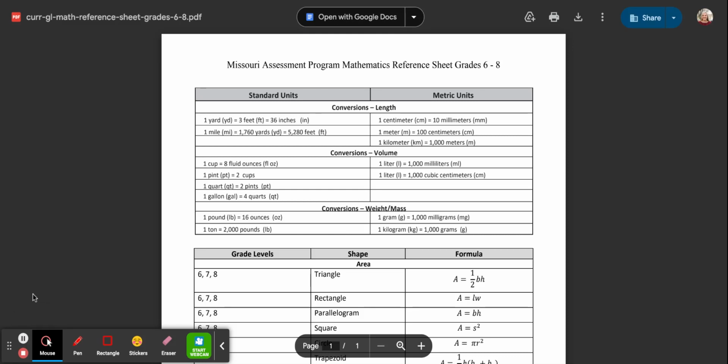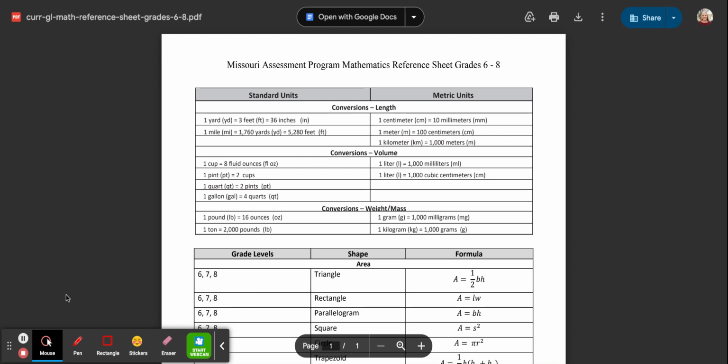I am going to show you one resource that we are going to be using whenever we take our iReady test, starting tomorrow and Friday, and then also whenever you take the MAP test. You've probably seen a reference sheet like this before in fifth grade whenever you took the MAP test, and maybe also whenever you took Galileo later in the year. But the reference sheet changes from fifth grade to sixth grade, so I wanted to show you what the sixth grade sheet looked like.